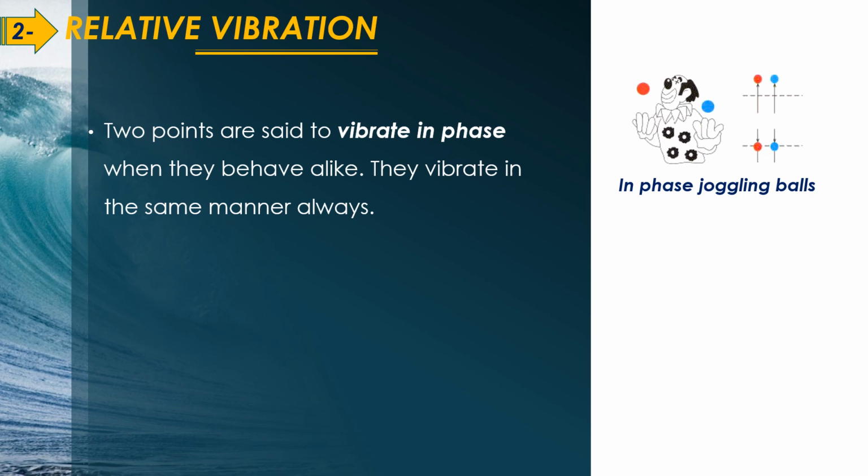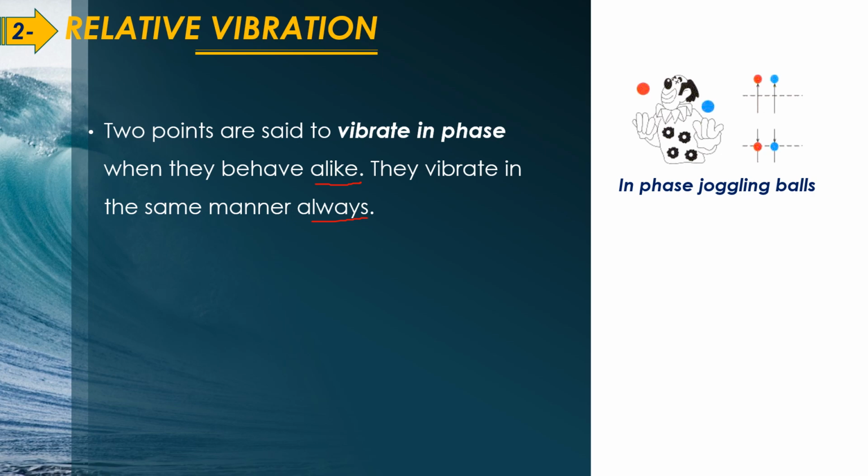Two important things you have to keep in mind here. First, that points should be behaving alike. Second, always, with time. So, in order to be in phase, the points should be moving up together, down together, right together, left together, but always. Not that they start like each other first, then after a while they change. If that's the case, we cannot say they vibrate in phase.